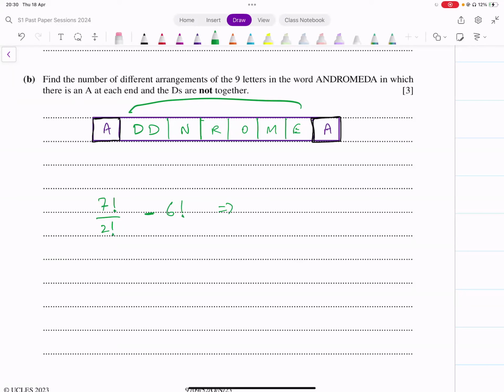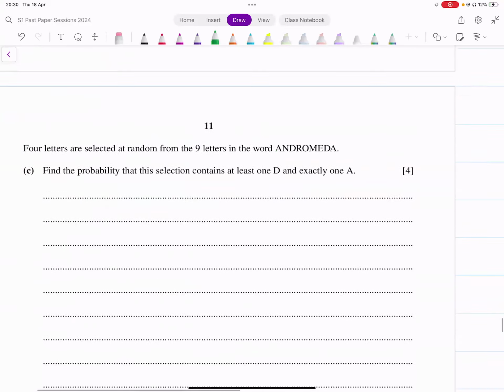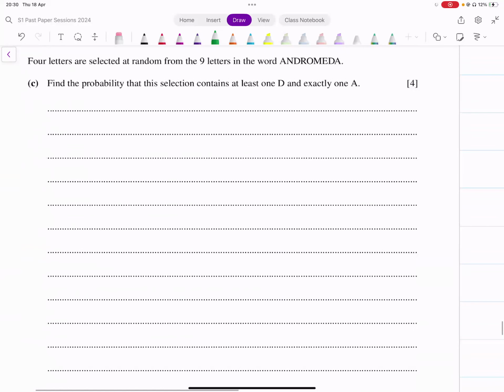$1,800. Okay, thank you. That's the result that we get, 1,800. Part B. Now let's look at the next one. It says 4 letters are selected at random from the 9 letters in this word. Find the probability that this selection contains at least 1 D and exactly 1 A.